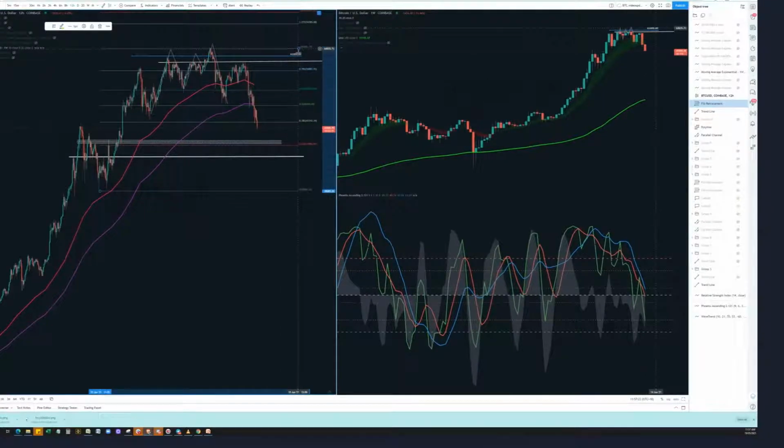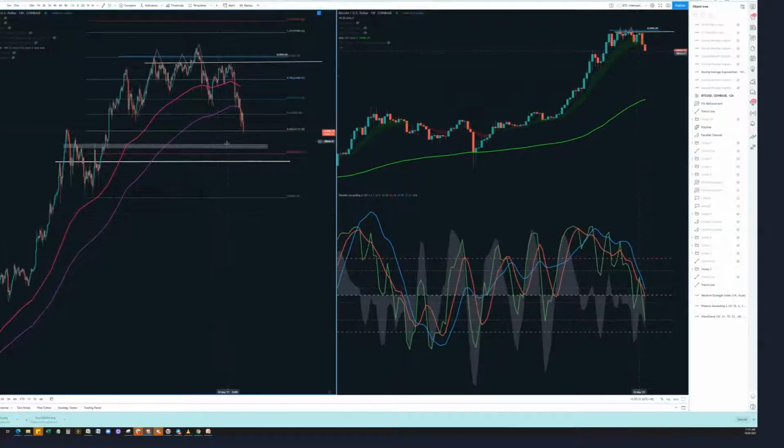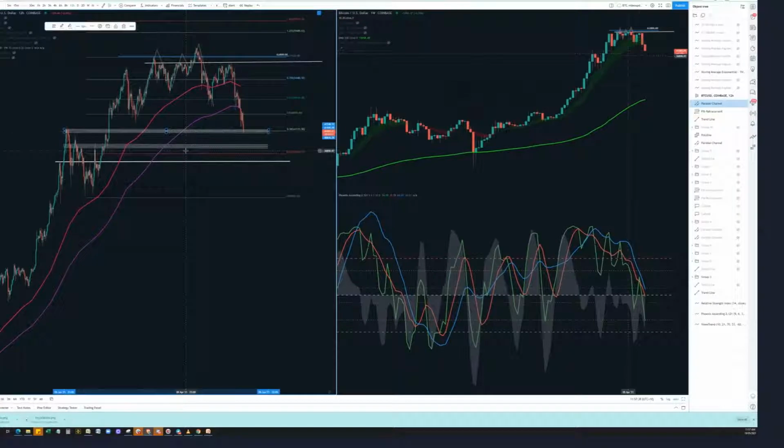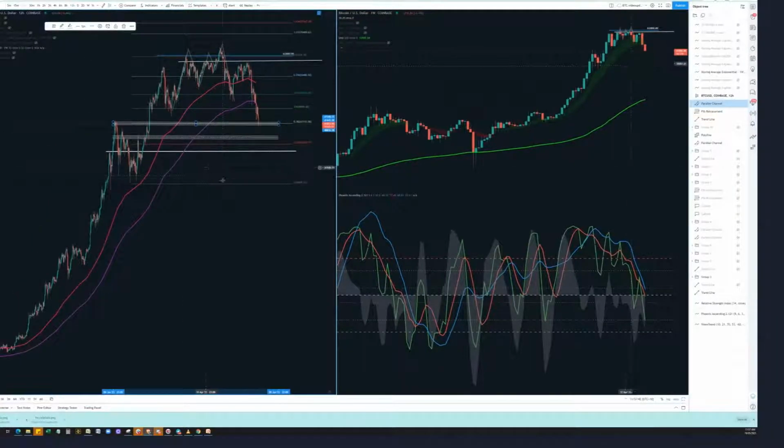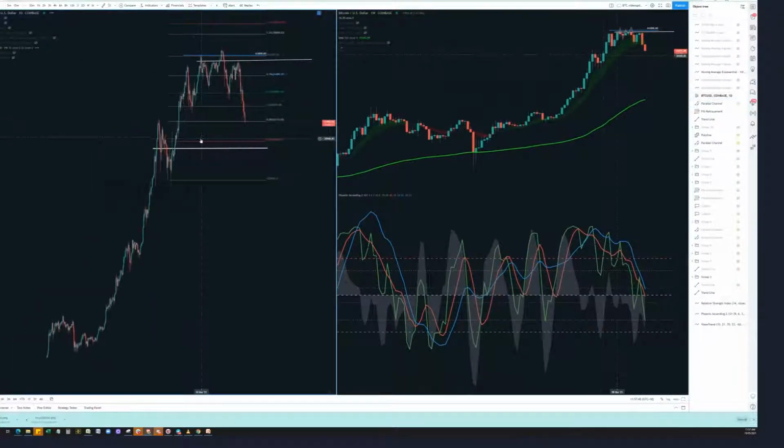Now, if I ignore the top, we're still within range. So this is the key thing. This looks like a good support area. So I've got two levels that I'm interested in, here and there. This is on the 12 hour. Now let's look on the daily, what it looks like.